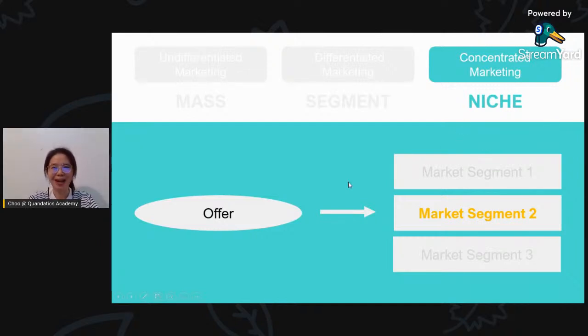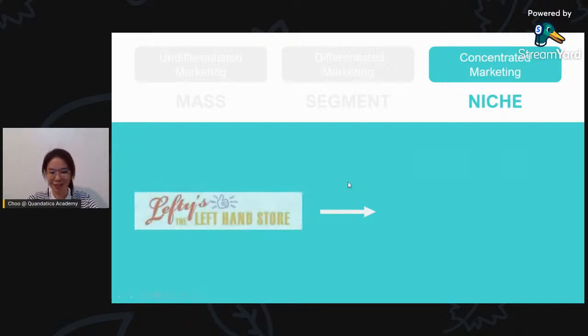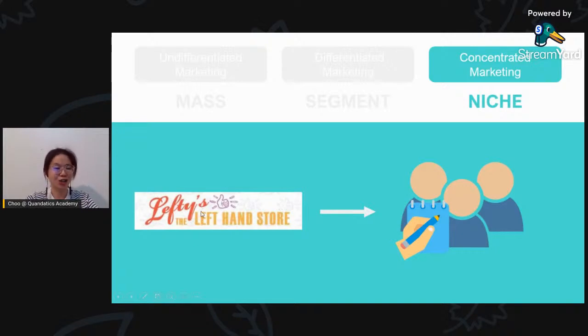A very good example of niche marketing is Lefty's. What is Lefty's shop branding? This is a specialized shop for the left hand, so we call it the left hand store. From the name, you already know who the targeted consumers are, right? The targeted consumers are basically those people who use the left hand. So you can see that these lefties are applying a very good niche marketing strategy, where it doesn't revolve around a product. It doesn't say, I just want to sell a pen or pencil.